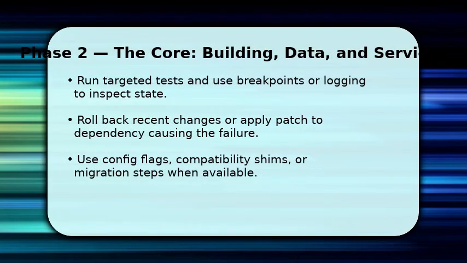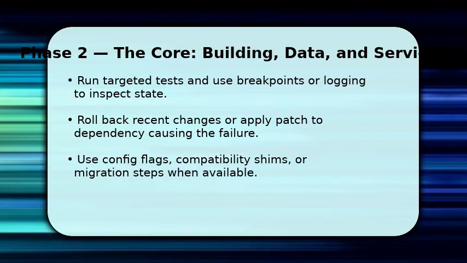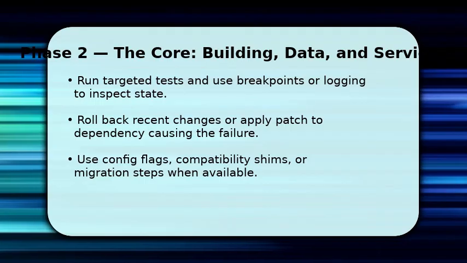You now diagnose the cause, run unit or integration tests, and add targeted logging or breakpoints to inspect state. Explain why. Seeing variable values and call order reveals assumptions that broke. Once identified, try a safe rollback of recent commits or update the offending dependency to a compatible version.